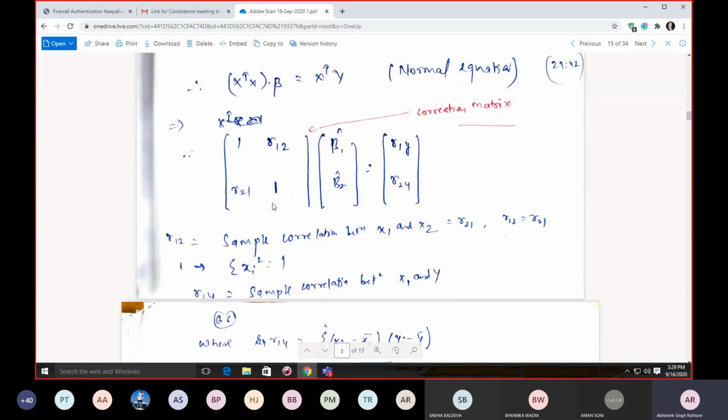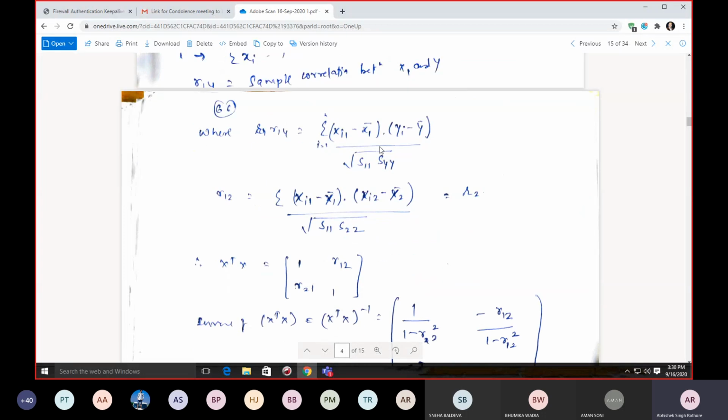Now again, what is this r1y and this r2y? These are just simple correlations. It means the simple correlation between x1 and y, and this is the simple correlation between x2 and y. So we can say that this is r2y and this is r1y. Till now, any problem? I think no problem. So we can say that I can proceed.